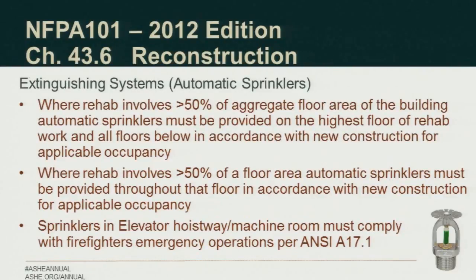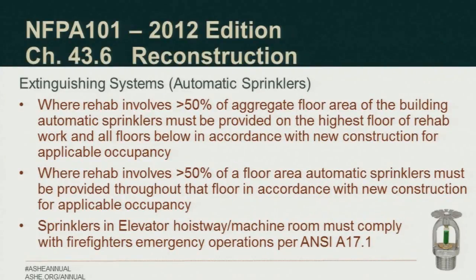So here's where it really kicks in. This chapter really probably has the meat of the matter. Where rehab involves greater than 50% of an aggregate floor area of a building, automatic sprinklers must be provided on the highest floor of rehab work and all floors below in accordance with new construction for the applicable occupancy. And that's important, that it says applicable occupancy. So if you're doing work in a non-high-rise business occupancy, and that chapter doesn't require sprinklers, it still wouldn't require sprinklers.